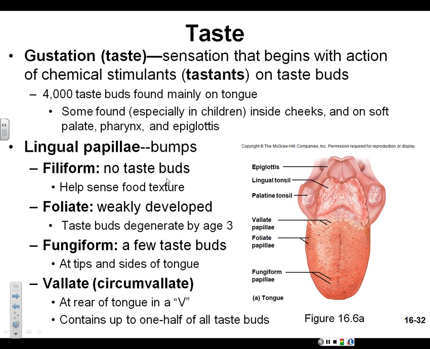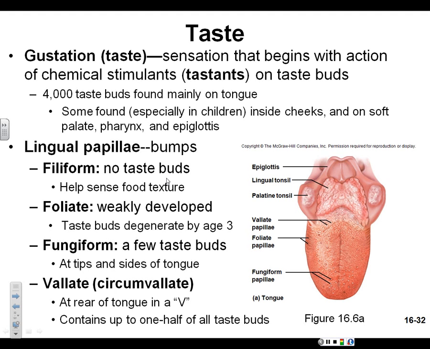We have papillae. These are the bumps that we find on top of our tongue. So they help us to sense the texture of our food. Now, we know anytime that something feels awkward or does not feel right, it can interfere with how we would taste that food or the perception of the taste of that food. All right, so we have what are called lingual papillae, the bumps. You have your filiform, foliate, fungiform, and your circumvallate.